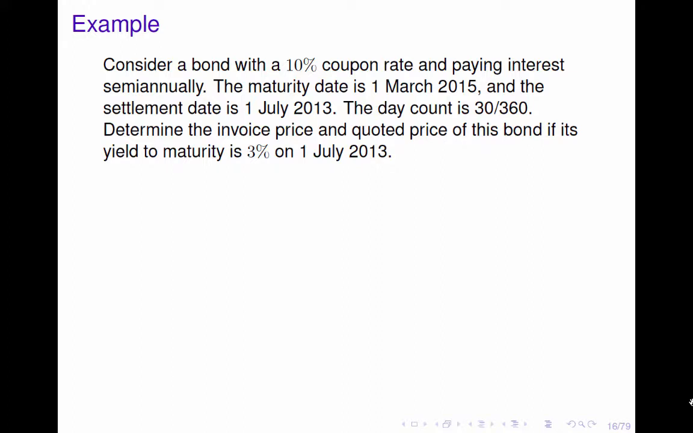Here's an example. Consider a bond with a 10% coupon rate and paying interest semi-annually. The maturity date is March 1st, 2015, and the settlement date is July 1st, 2013. The day count convention is 30 over 360. Given that the bond yield to maturity is 3% on the settlement date, can you determine the invoice price and the quoted price of this bond?